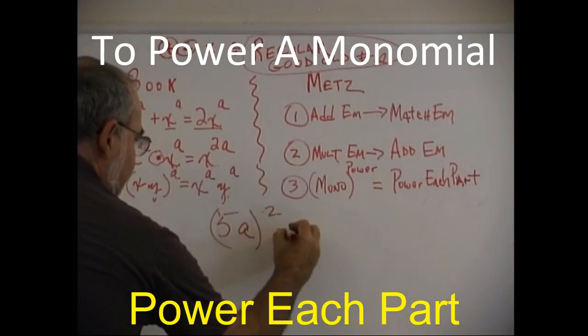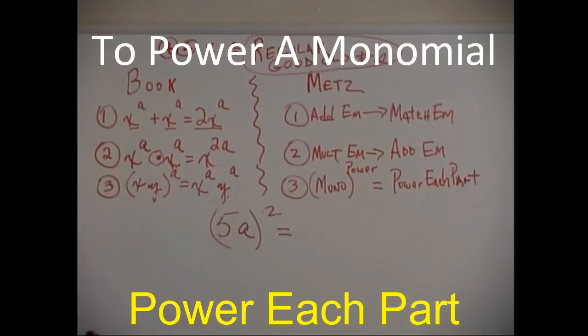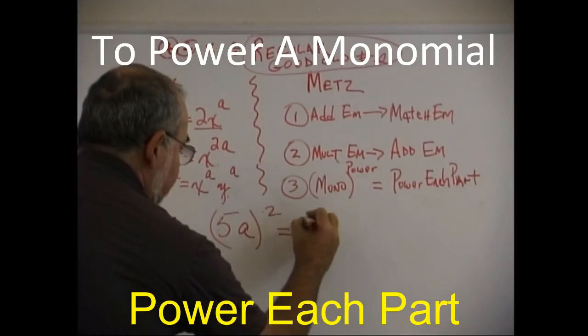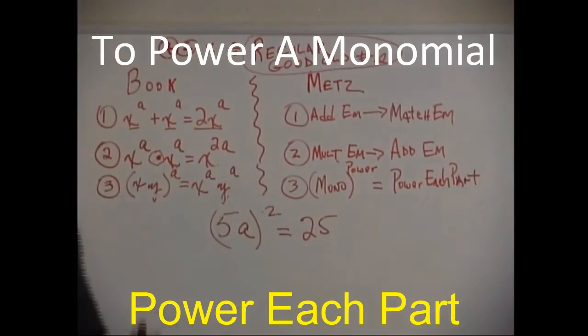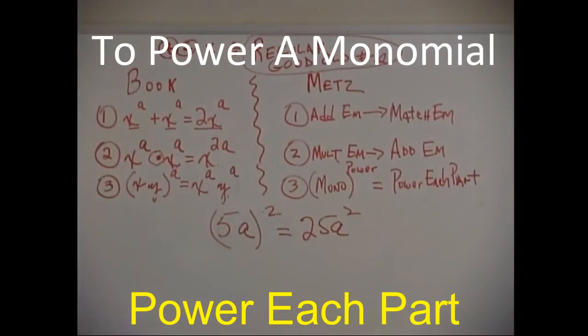So in this case here, to do this, I got to take the 5 and square it. Notice the 5 is a regular good old number. So the 5 squared is 25. And now you take the a and square it and raise that to a to the 2.